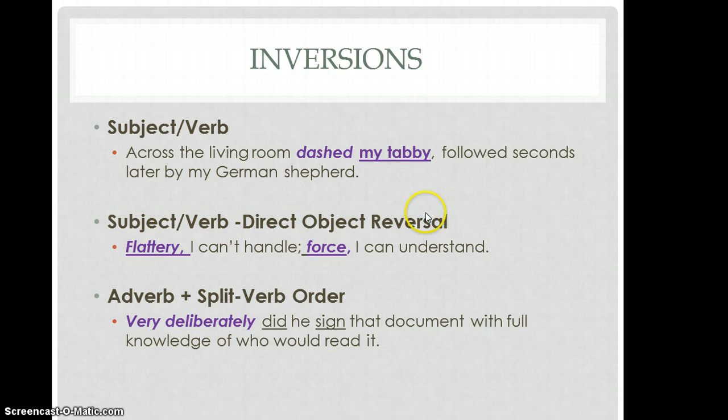Subject, verb, direct object reversal. Normally we would say, I can't handle flattery, I can understand force. The object of the sentence usually comes at the end. And in this inversion, I put it up front because I want to give emphasis. Flattery, I can't handle. Force, I can understand. It even sounds better, doesn't it?